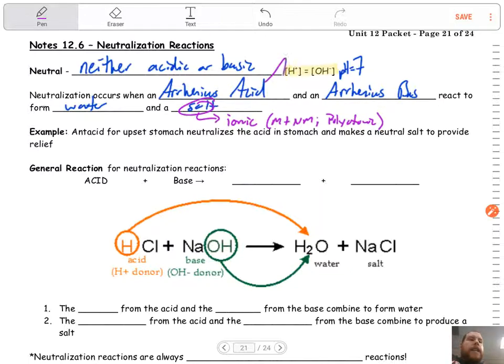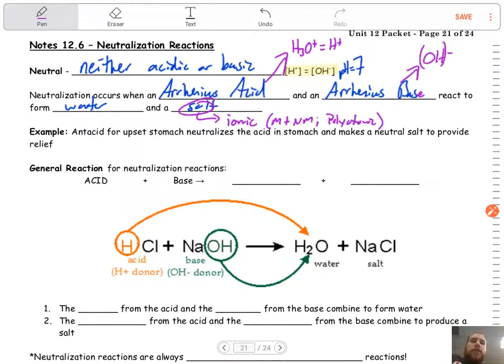Now, an Arrhenius acid, by definition, what does it produce in solution? It produces the hydrogen ion or hydronium ion. That's the way you learned it and remember it by definition. But remember, these are the same: hydrogen, H+, is equal to hydronium. They mean the same thing. And an Arrhenius base produces hydroxide in solution. So those are going to offset, which is where we get the water piece from within our reaction. And then the other ions that we have will form that ionic compound, the salt.